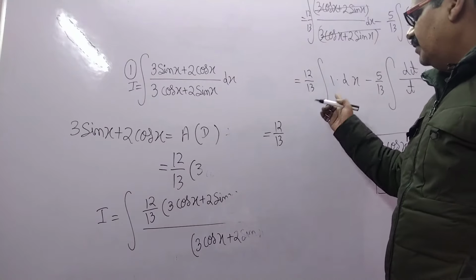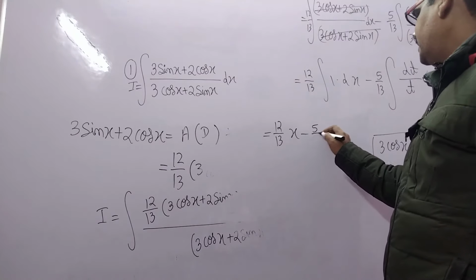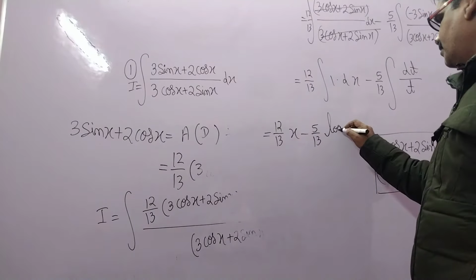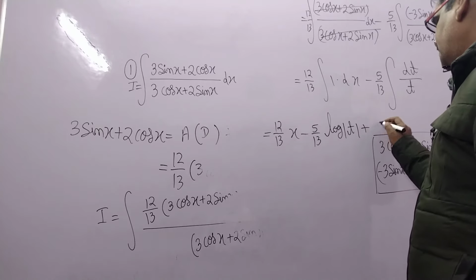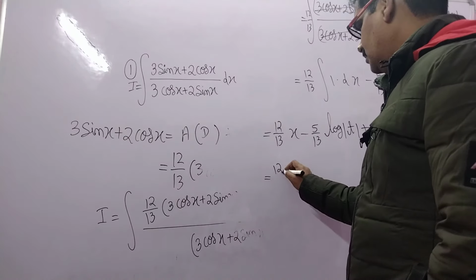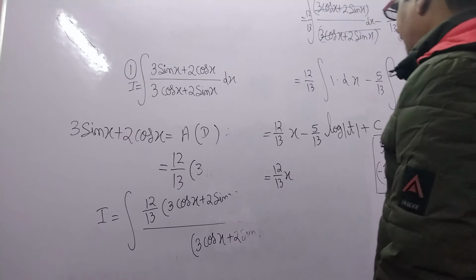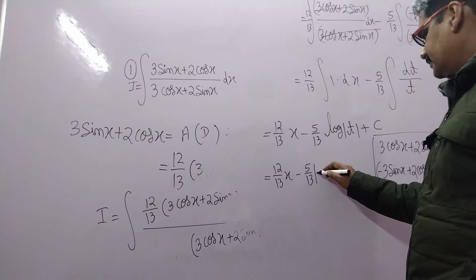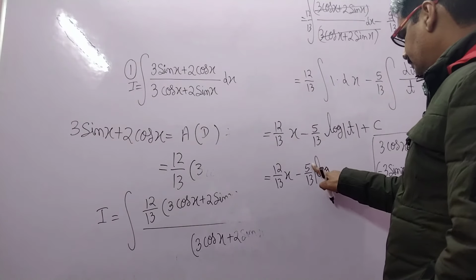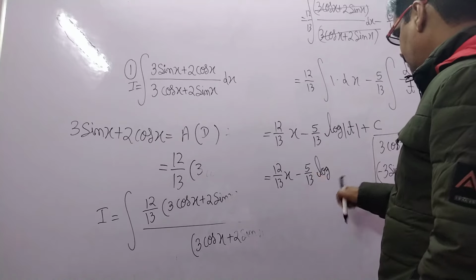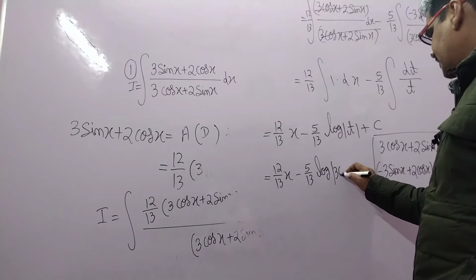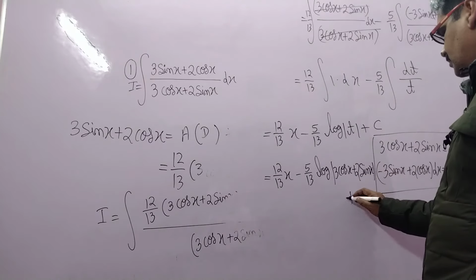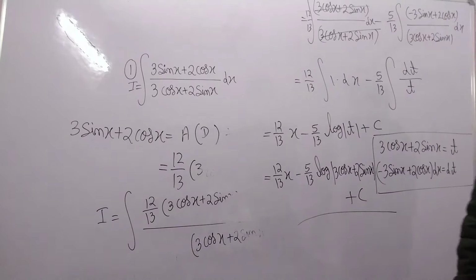Integration of 1 is x. Minus 5 by 13: integration of dt by t is log t, and we add constant of integration. 12 by 13 x as it is, minus 5 by 13 log t. We put the value of t. Value of t is 3 cos x plus 2 sin x, plus c. This is the answer of our question.